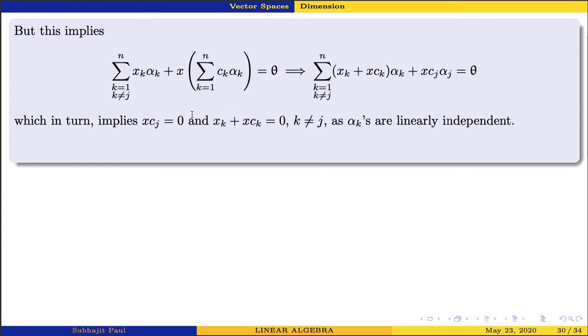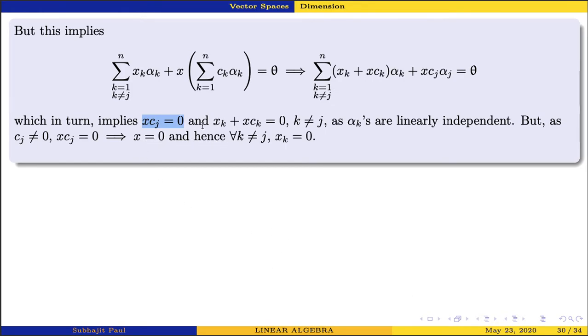So this relation must give me all these scalar coefficients separately 0. So x cj equals 0 and xk plus x ck equals 0 for all k not equal to j. But x cj equals 0, and cj not equal to 0. Remember, beta replaced alpha j because cj was not 0. cj not equal to 0 implies x equals 0.